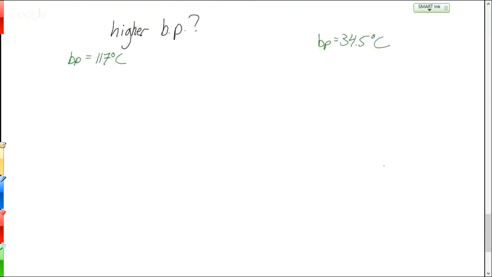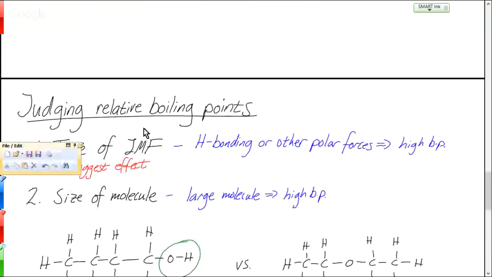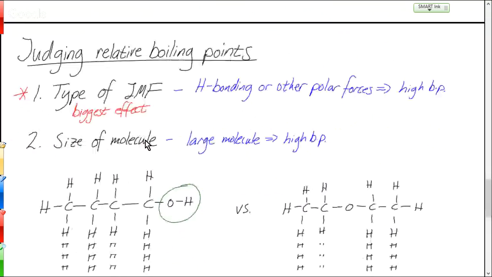All right, let's try another one. So what do you look for before you start deciding, do you look for the OH bond? Yeah, you're looking for the types of intermolecular forces. So can they have hydrogen bonding? Can they have other types of polar forces? That has the biggest effect on the overall boiling point.